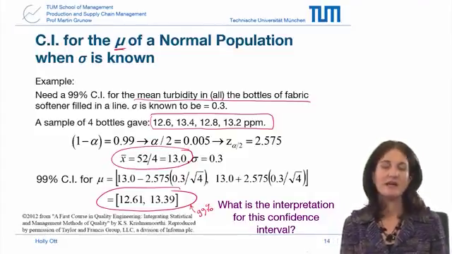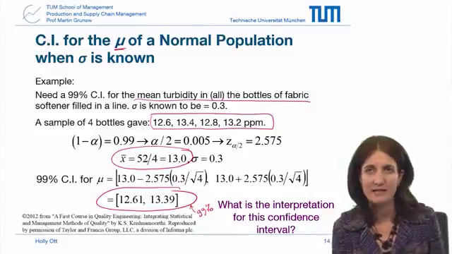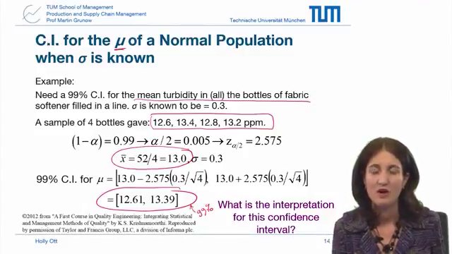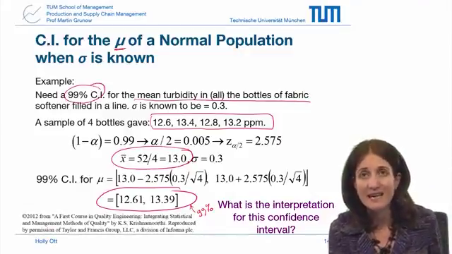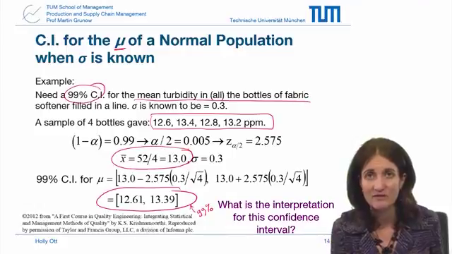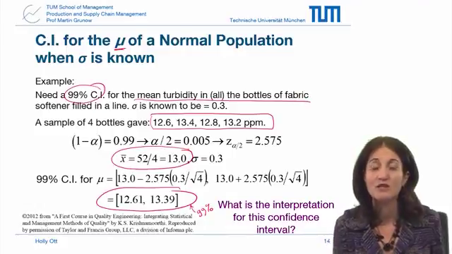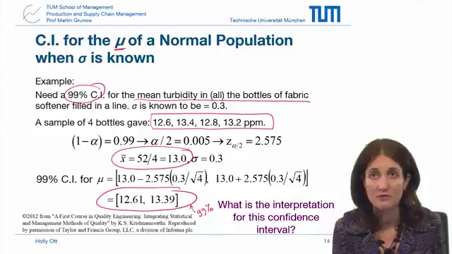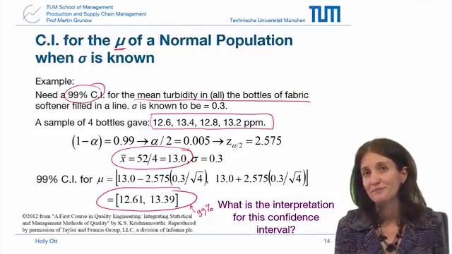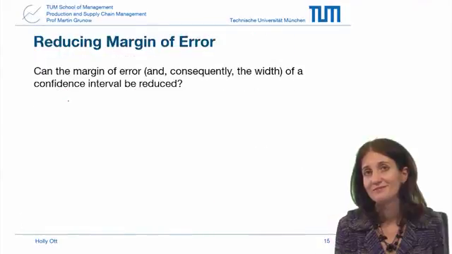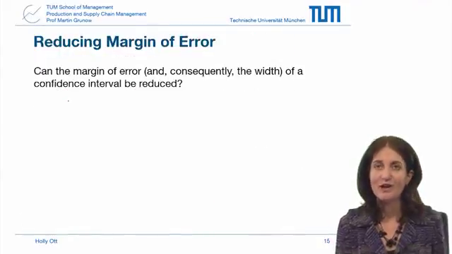And another way of looking at it, if we measured every day for 100 days the mean turbidity, we would have 100 different samples. With a 99% confidence interval, on 99 out of those 100 days, each different confidence interval that we calculate will contain the true population mean. But on one day, it will not. So I hope that's clear.